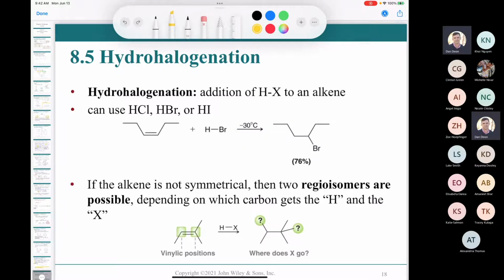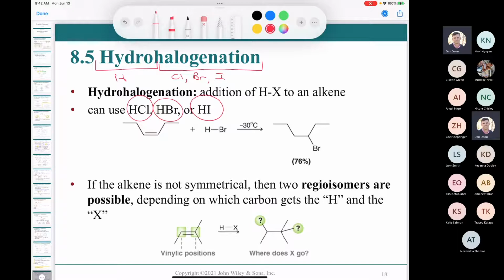Hydrohalogenation. Hydro stands for a hydrogen. You could probably figure that out without me telling you. So hydro is a hydrogen, and the halogens that we're going to look at will be chlorine, bromine, and iodine. So we're talking about adding HCl, HBr, or HI across a double bond.